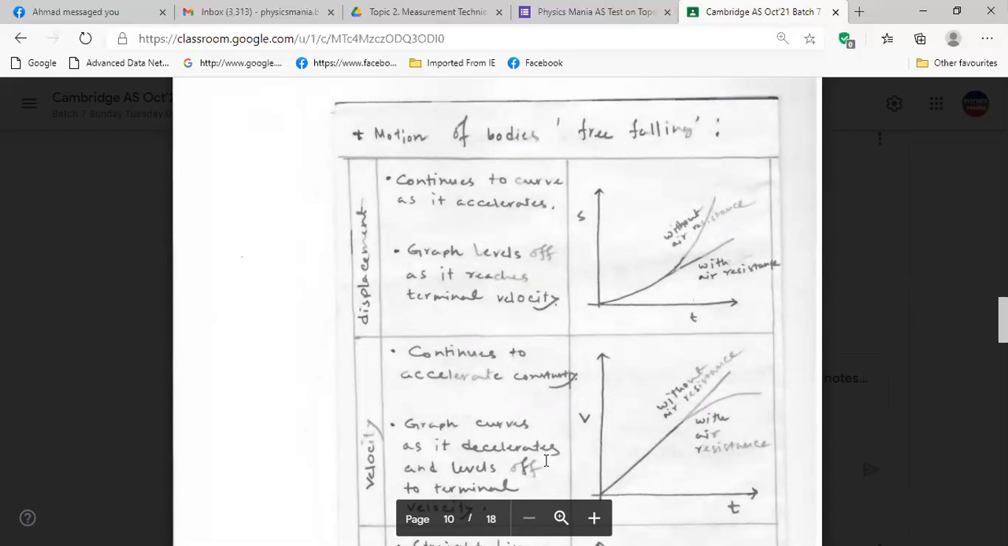Can anyone please tell me, with air resistance and without air resistance, how the object will fall? With air resistance it will fall a bit slowly, meaning at a lower speed, and without air resistance it will fall much faster.